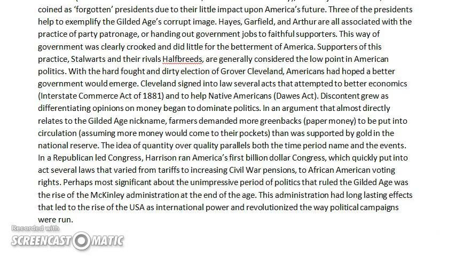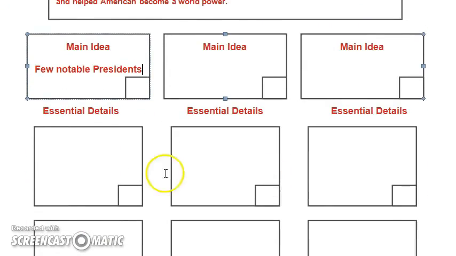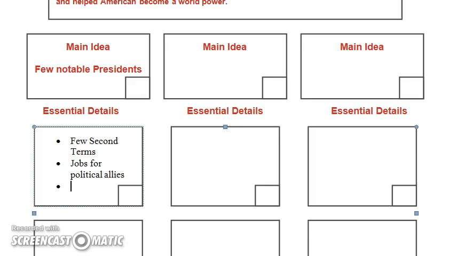Okay, so let's go back to our framing idea. Our main idea in this paragraph is that we have few notable presidents. And let's fill in some of these essential details. I'm going to go with a few second terms, jobs for political allies, you might say. And I'll go back here.